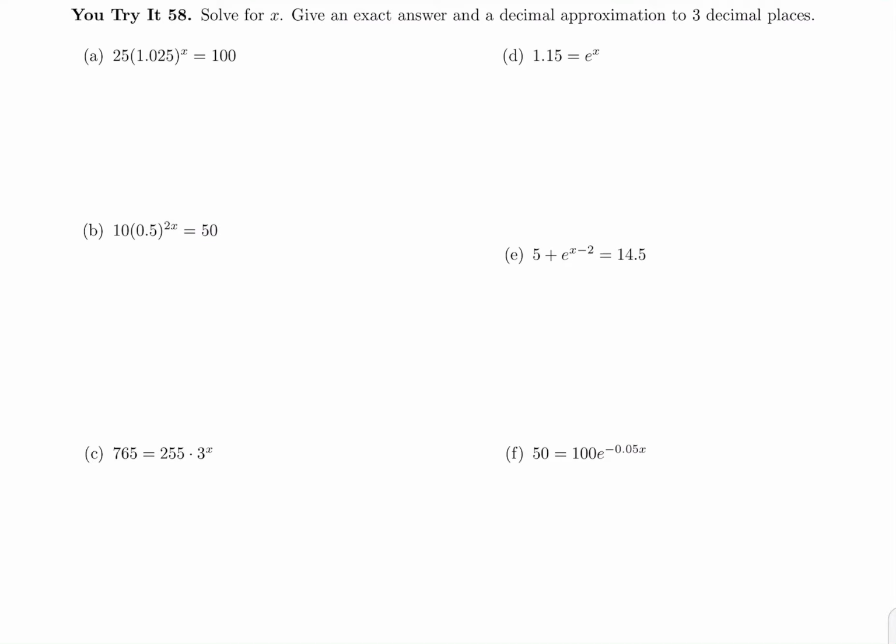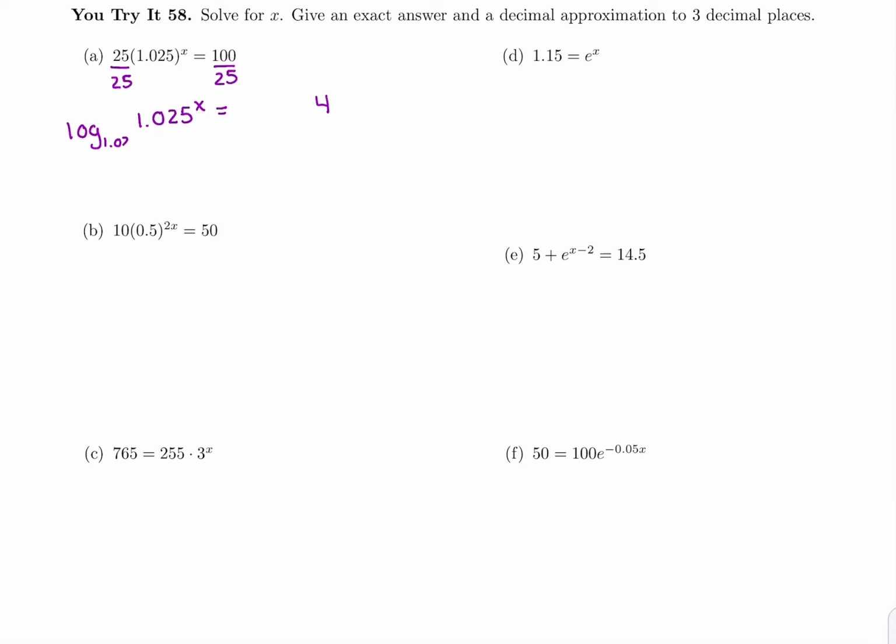Solving some more exponents. First thing, get the exponential on one side by itself. So for this first one, we're going to divide both sides by 25. So 1.025 to the x equals 100 divided by 25 is 4. I'm going to leave some space because now that I have the exponent on one side by itself, we can take the log of both sides.